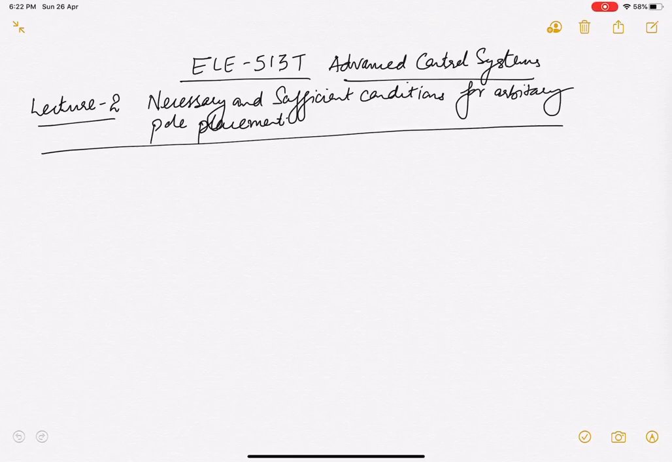Okay, welcome to the second lecture on advanced control systems. In this lecture, we are going to talk about necessary and sufficient conditions for arbitrary pole placement.